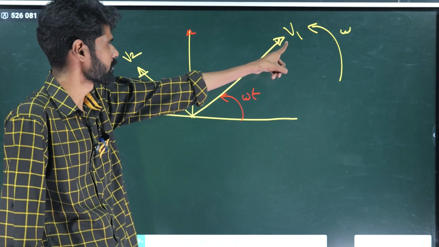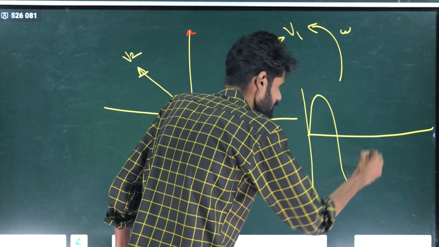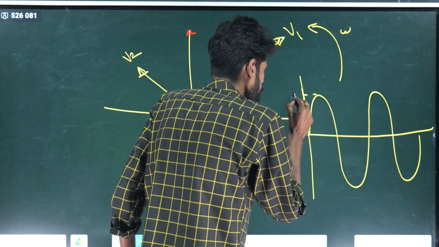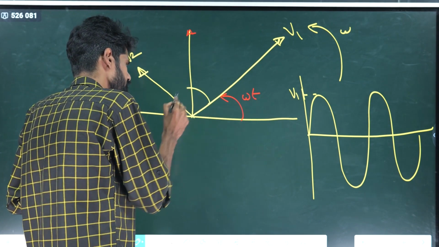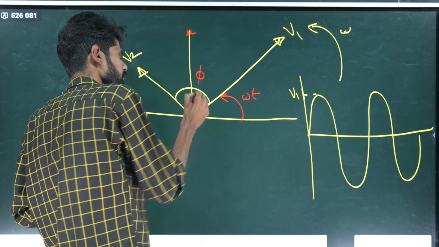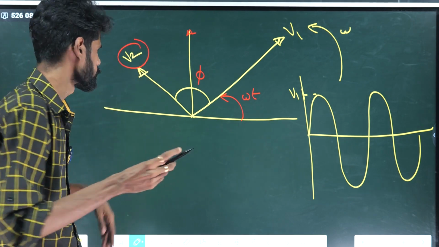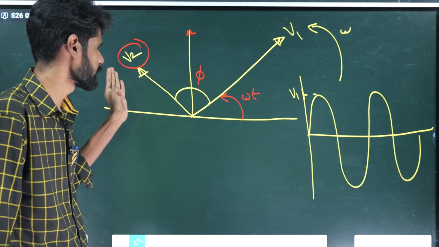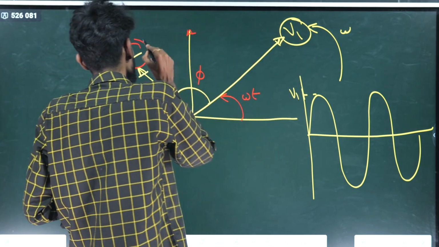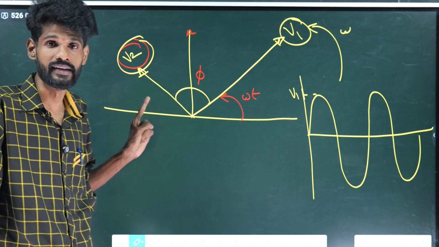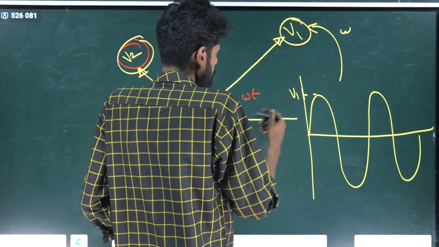Here the first phasor, what is the amplitude? V1. That is the first phasor. So there is an alternating quantity with amplitude V1, and there is also another alternating quantity that leads the first quantity by an angle of phi. That is V2. Both are not in the same phase. So we can see that there are two alternating quantities of different amplitude, and the second quantity leads the first one. That is the conclusion. So we can represent it by using this.